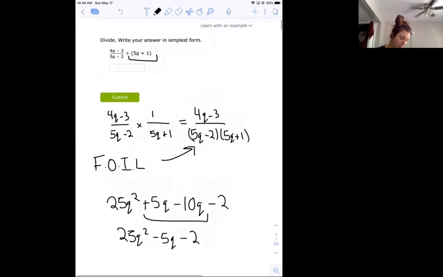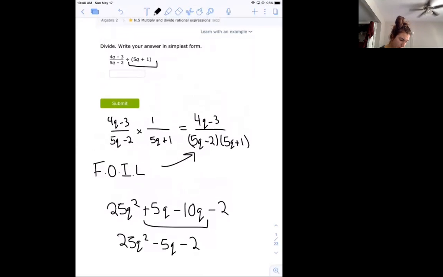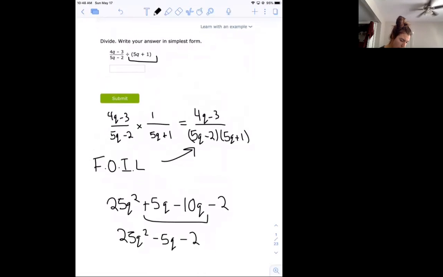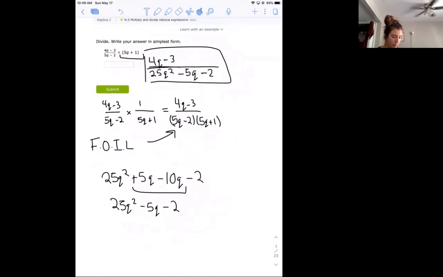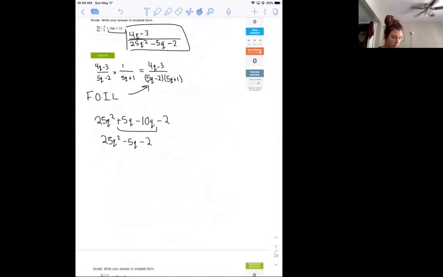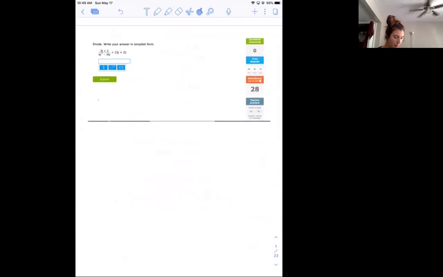So in the answer, you're going to put 4q minus 3 over 25q squared minus 5q minus 2. Okay. And that's it. So let's move on to the next one.